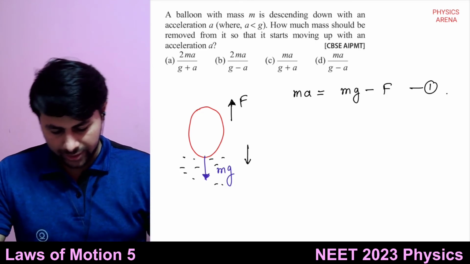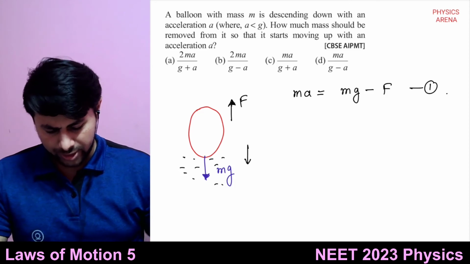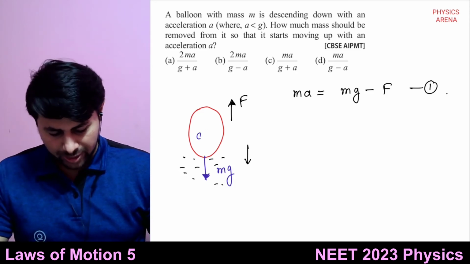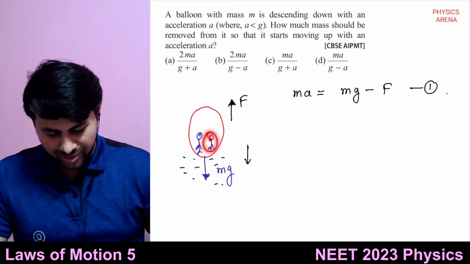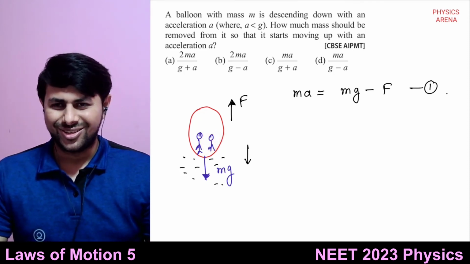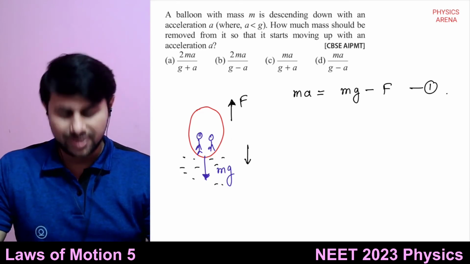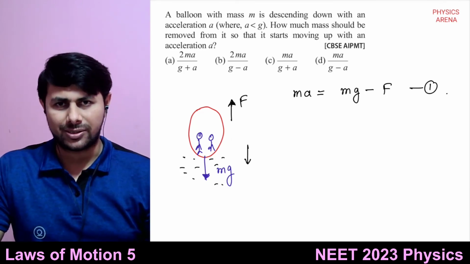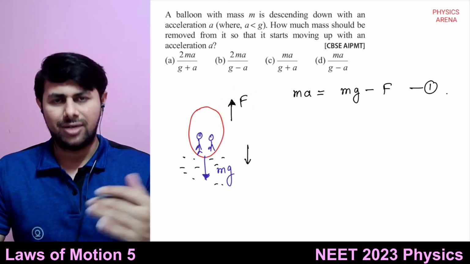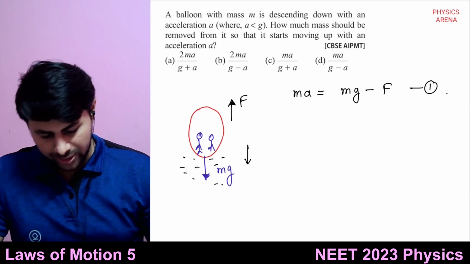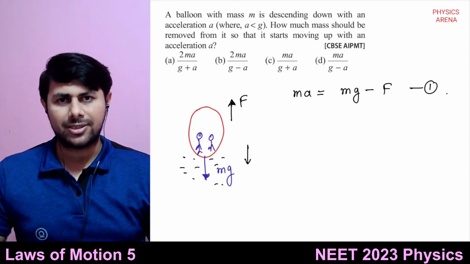Now what you are doing is removing some mass from the balloon. Let's suppose there were 2-3 people sitting inside the balloon, and you throw one of them outside. Or whatever, there is some mass inside the balloon, and you remove some mass such that it starts accelerating upwards. So the upthrust will be more than the remaining weight. Let's suppose the remaining mass is m dash.